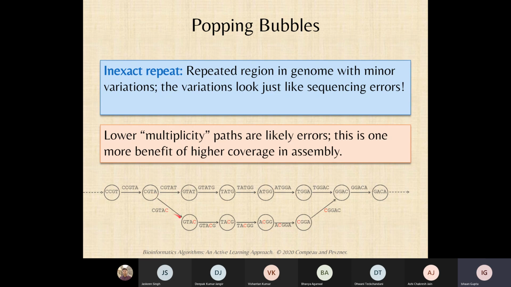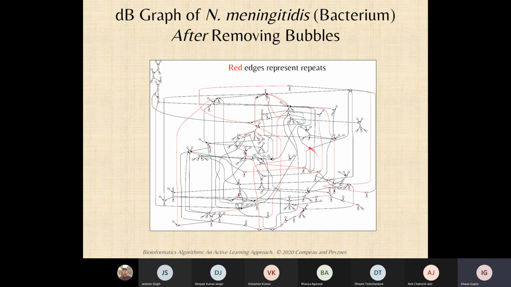In the case of errors, this would be supported by only one read at a time. But the original path, the path where you don't have any errors, would be repeated by many more fragments. So you will just clip off the paths which have lower multiplicity. Okay, this is an example of how it looks.